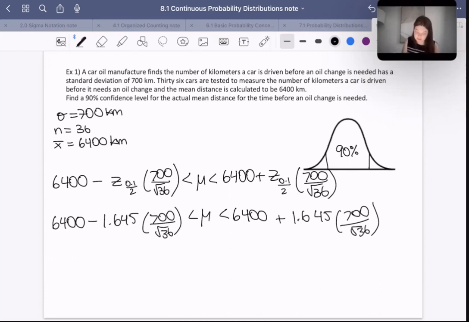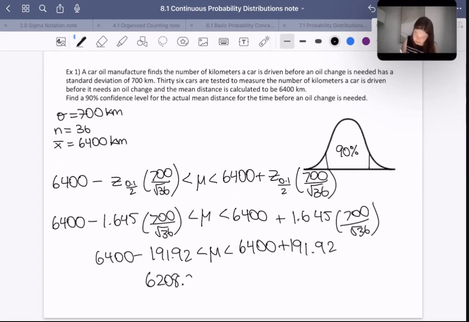And if we do that, we're going to get 6,400 minus 191.92, and 6,400 plus 191.92. And then we're going to end up with 6,208.8 and 6,591.92. So therefore, what can we conclude from this confidence interval?